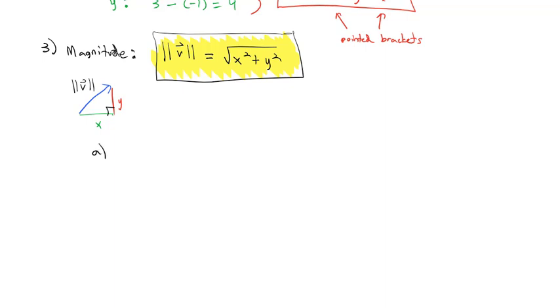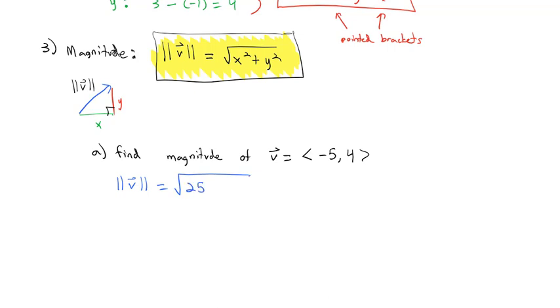So for example, if I wanted to find the magnitude of a vector v equal to <-5, 4>, we would say that the magnitude of the vector is equal to the square root of the x component squared, 5 squared is 25, plus the y component squared, 4 squared is 16. And 25 plus 16 is 41. And so the magnitude, the size of this vector, is the square root of 41.